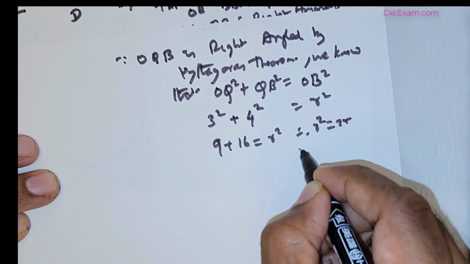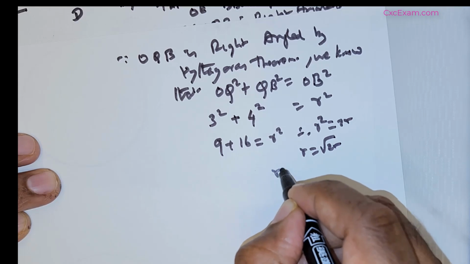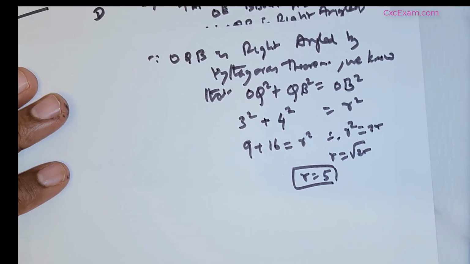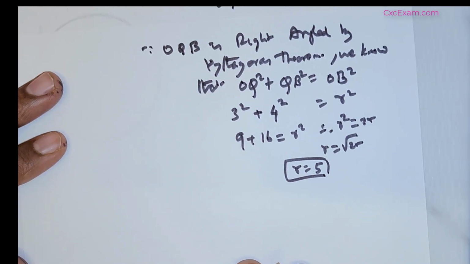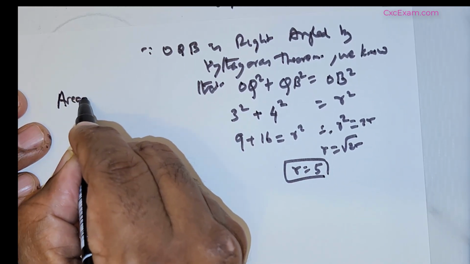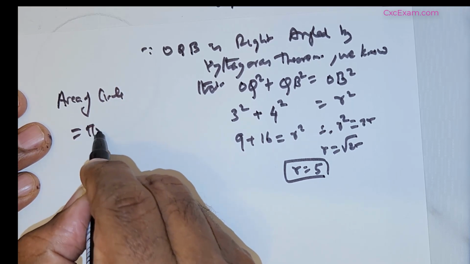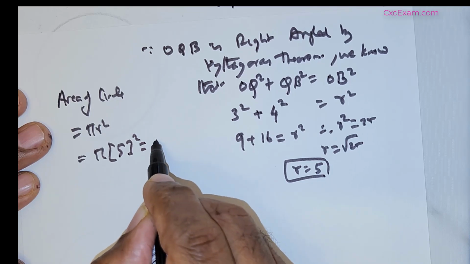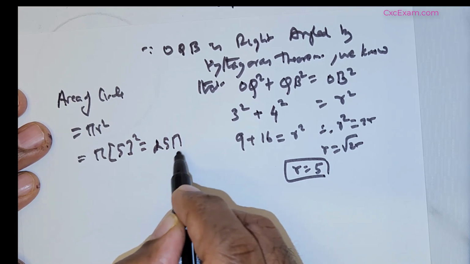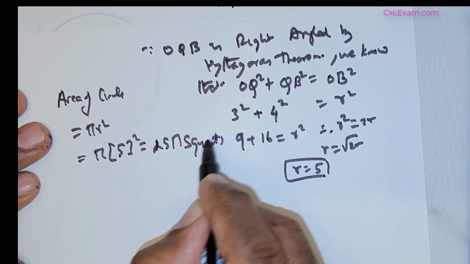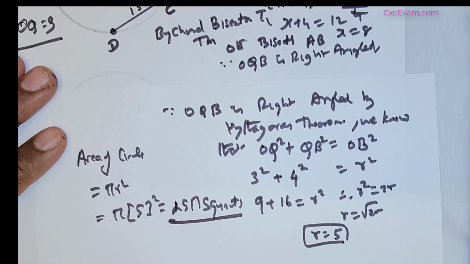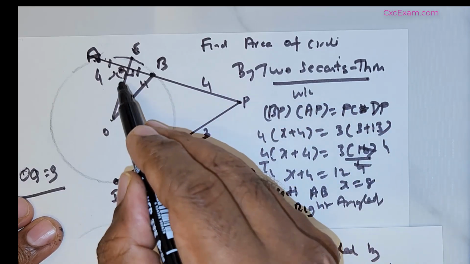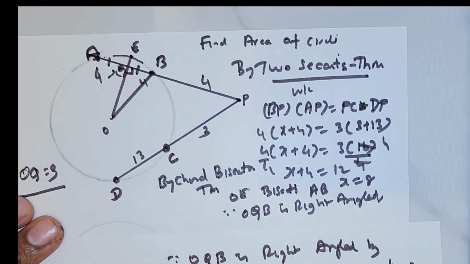R squared is equal to 25, so R is equal to root of 25, so R is equal to 5 units. So we have got the radius as 5 units. So therefore the area of a circle is equal to pi R squared, which is nothing but pi times 5 squared, which is 25 pi square units. Right, so what are the theorems we used here? We used the two secant theorem and chord bisector theorem to solve this question.